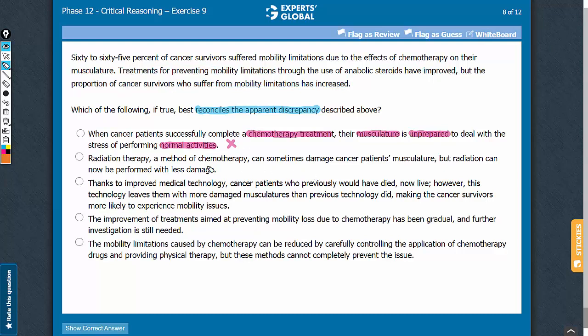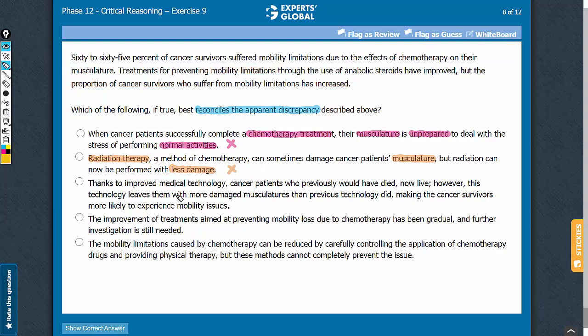Answer choice B. This answer choice talks about radiation therapy and says that this therapy results in less damage to musculature. If this is so, it indicates that because of this particular therapy, with poor musculation, which would lead to mobility issues, this proportion should have gone down. However, the argument mentions that this proportion has increased. So this answer choice, in simple words, raises further concern over the discrepancy rather than resolve the discrepancy. So let's eliminate this answer choice.